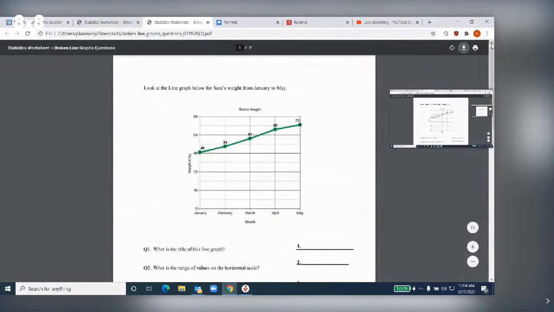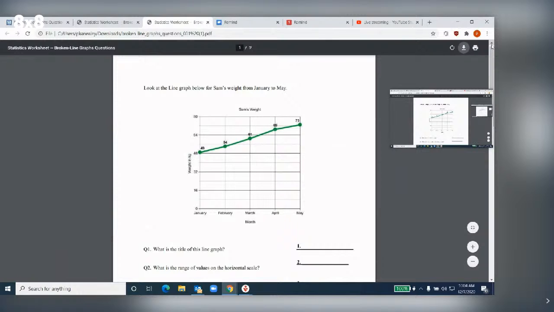I will post a little more practice. I'll put a couple, at least one worksheet for another example of line graph. But hopefully you guys are getting a little familiar with that. Remember, the biggest things to do, you want to look at the title, and then you want to look at the vertical and horizontal axis, just so you're familiar with it.